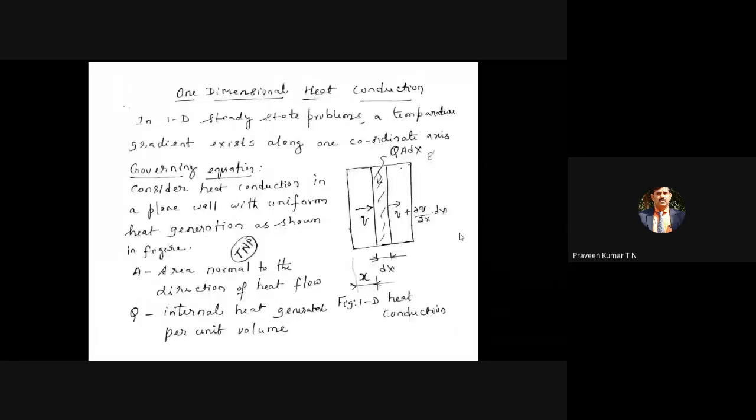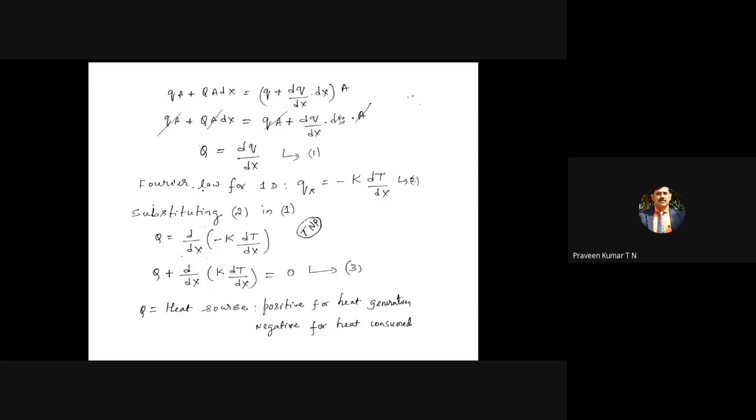So the total amount of heat entering the control volume is q into area, plus the amount of heat generated within the control volume, Q bar into A into dx, where Q bar refers to the heat generated per unit volume, and A into dx is the volume. This is equal to the amount of heat leaving the control volume, which is q into A plus del q by del x, the rate of change of heat transfer per unit distance, into the distance dx, into A. Finally the qA terms cancel, and you get Q bar equals dq by dx.